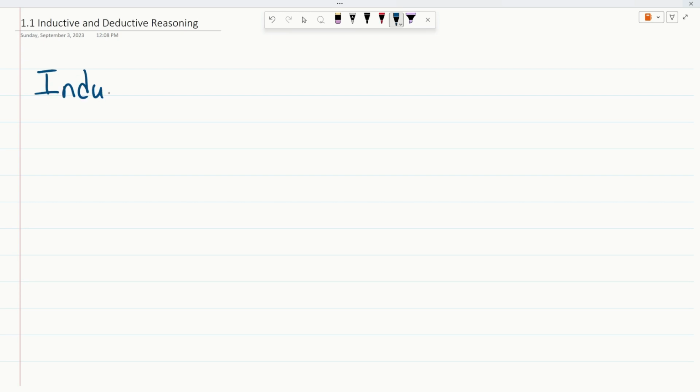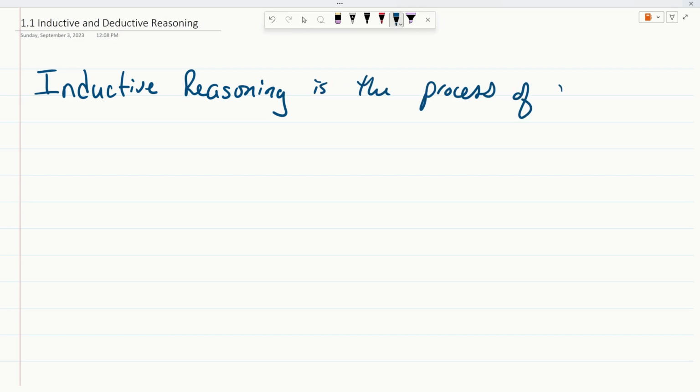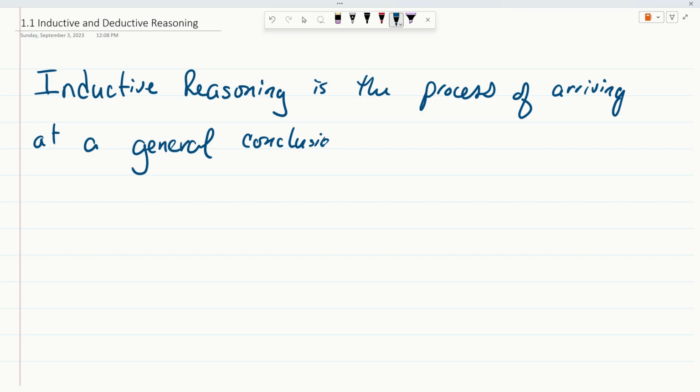So inductive reasoning is the process of arriving at a general conclusion based on observations of specific examples.